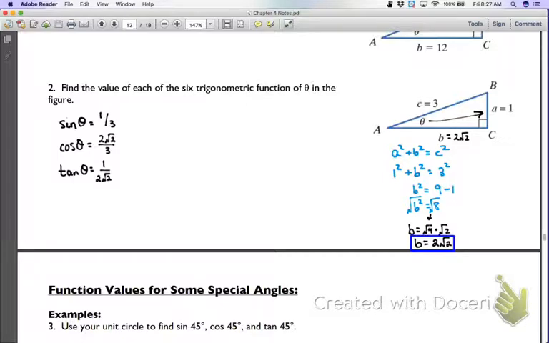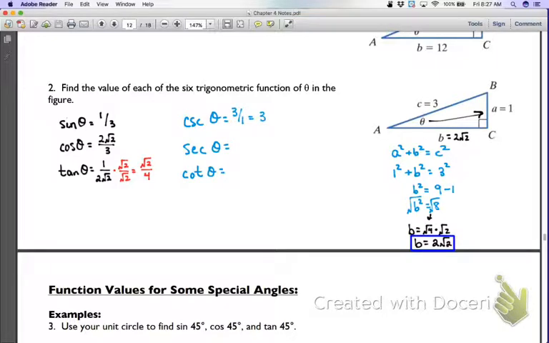Now, I can't leave it as 1 over 2 times the square root of 2 because I can't leave a radical in the denominator, so I'm going to have to rationalize this. So, square root of 2 times the square root of 2. So I'm going to have the square root of 2 over 4. So then for my sister functions, all I'm going to do is take, so if it's cosecant, I'm going to take sine, and I'm just going to do the reciprocal. So the reciprocal of 1/3 is just going to be 3 over 1, or 3.